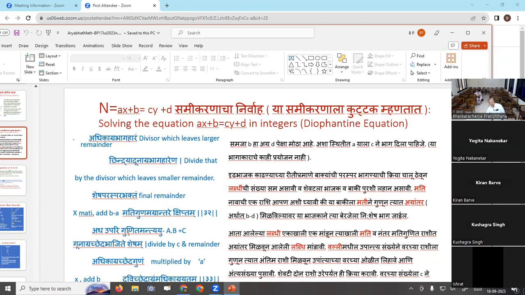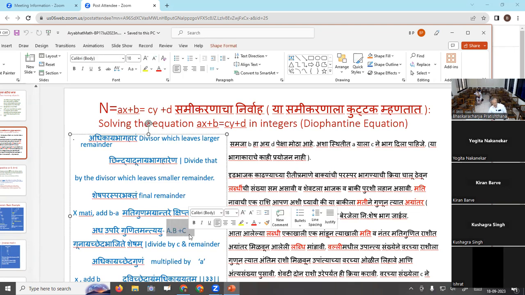Adha Upadi Gunitam Antyayuk. So this is what I am writing: A into B plus C. So in the sequence, what you have to do is take two numbers one below the other and multiply them, A into B, and then add something below that, suppose C, you should add that to it.